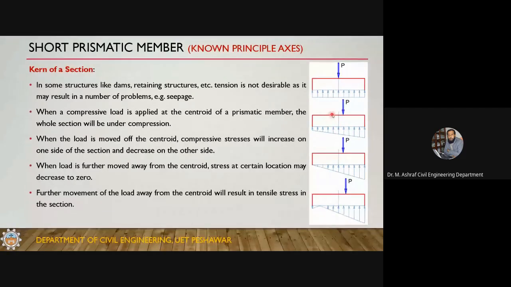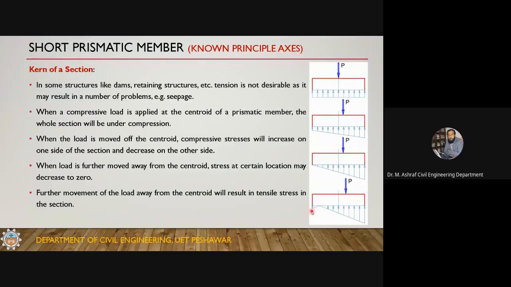When you start to move the load away from the centroid, the stresses on the side of the load will increase in compression, and the stresses on the opposite side will decrease in compression. If you move further, a stage will come when the stresses on this side will become zero, and then stresses on the other side will become a higher value. Now, if you move the load further away from the centroidal position, what will happen?